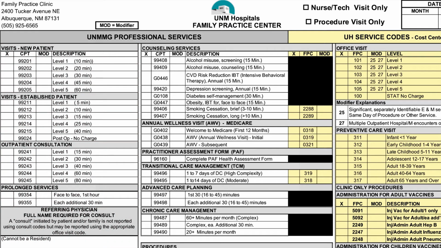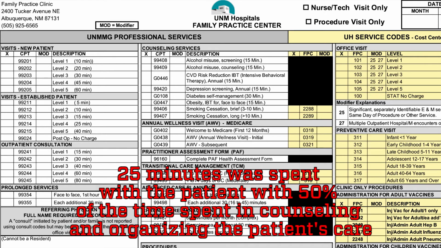As you can see, if you've not seen a patient within 3 years, you should code a new patient. If this is an established patient, you would check one of the established patient boxes. And if you are doing a consultation, if you are referred a patient for sports medicine or maternal child health, you can use the consultation codes. As you can see, the time is in parentheses, and if you code by time, you just have to make sure that you put in your note that 50% of your time was spent in counseling and organizing the patient's care.